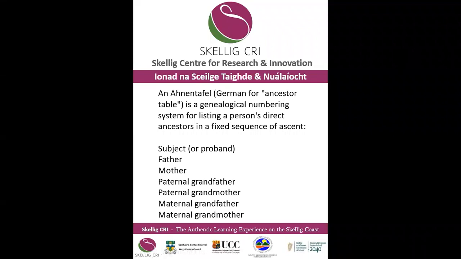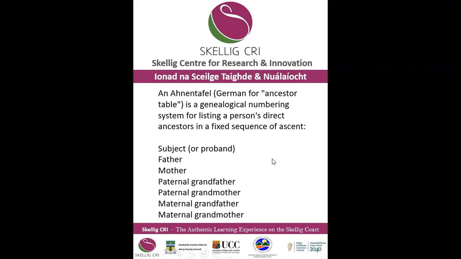Here we look at the Ahnentafel, German for ancestor table, a genealogical numbering system for listing a person's direct ancestors in a fixed sequence of ascent. We have the subject or proband, the father, mother, paternal grandfather, paternal grandmother, and maternal grandfather, maternal grandmother.